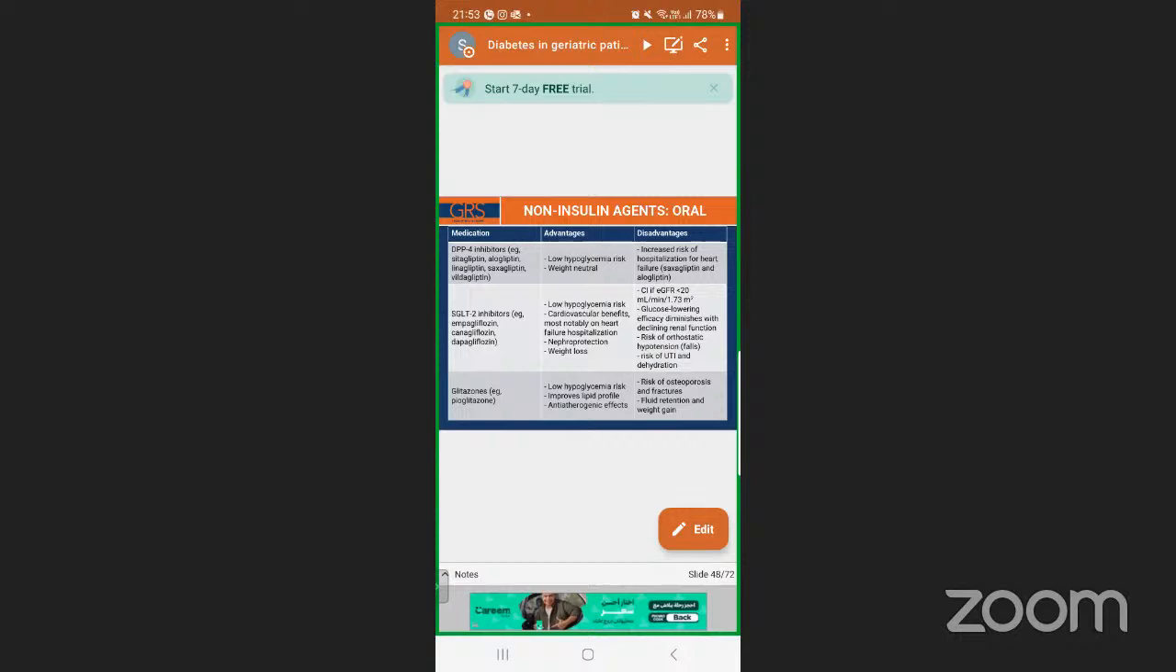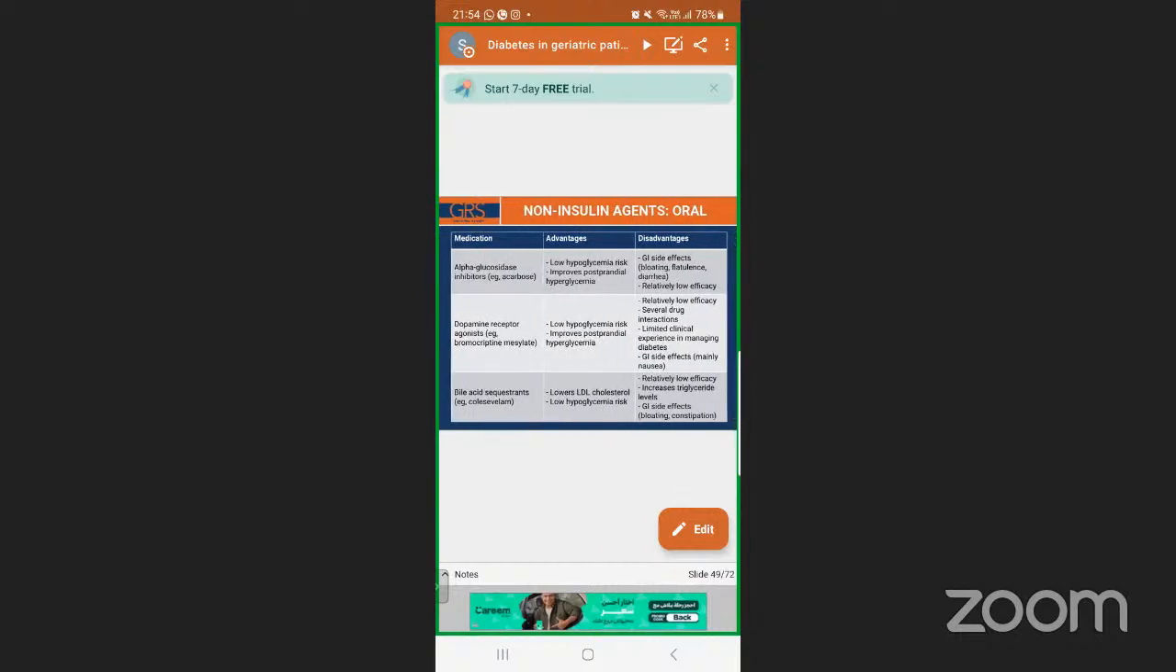They also carry the risk of orthostatic hypotension, UTI, dehydration, bladder cancer, and lower limb amputation. Thiazolidinediones, glitazones like pioglitazone, carry lower hypoglycemic risk, improve lipid profile, and have an anti-atherogenic effect, but carry the risk of osteoporosis and fractures, fluid retention, and weight gain. Other oral anti-diabetic medications like alpha-glucosidase inhibitors carry lower risk of hypoglycemia and improve postprandial hyperglycemia, but have GI side effects, bloating, flatulence, diarrhea, and relatively low efficacy.